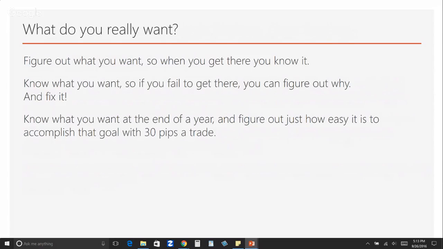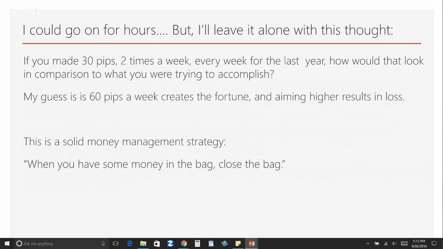So figure out what you want so that you know when you get there. Know what you want, so if you fail to get there, you can figure out why and you can fix it. That's really what it's all about. Know what you want at the end of a year and figure out just how easy it is to accomplish that goal with 30 pips a trade. You might be surprised. Now, I could go on for hours on this subject, but I'm going to leave it alone with this thought.